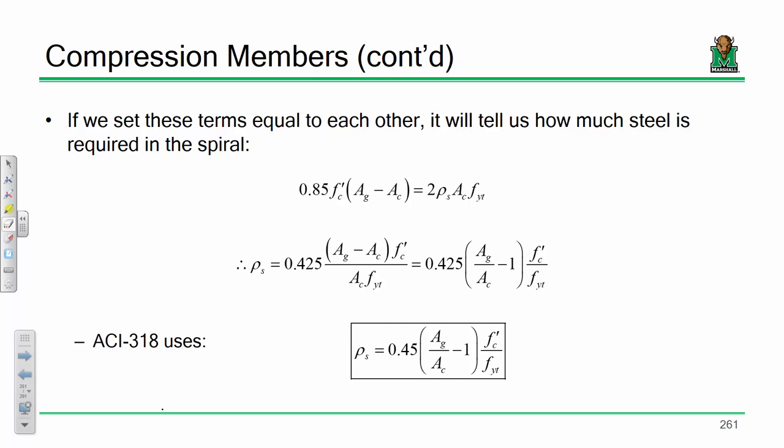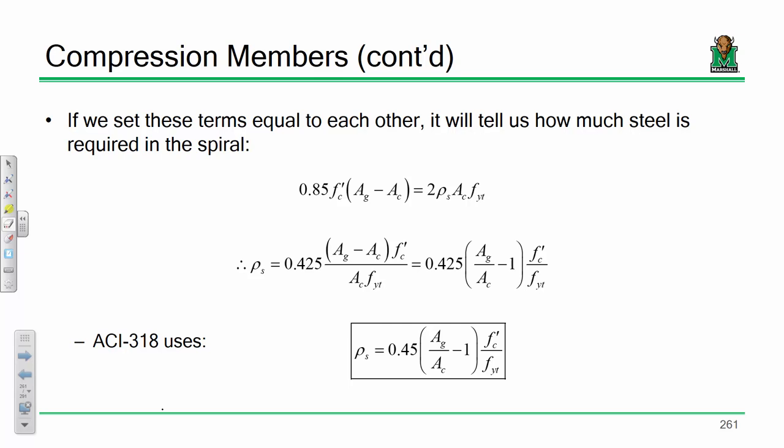When you plug and chug, you end up getting 0.85 f'c over 2. So that's where the 0.425 comes from. And ACI says, let's just round it up a little bit and use 0.45. So ACI basically states that according to pressure vessel theory, if you provide that much spiral steel along the column, then you can assume it's going to act like a pressure vessel.